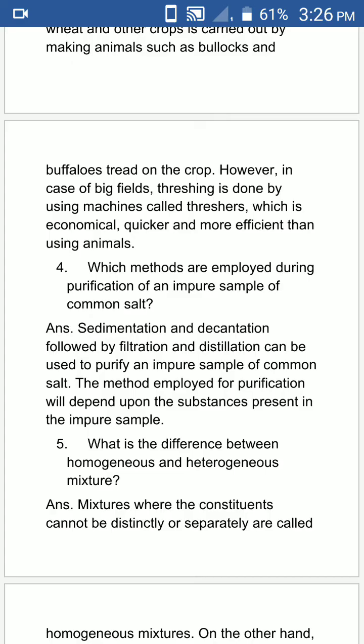Fourth, which methods are employed during purification of an impure sample of common salt? Answer, sedimentation and decantation followed by filtration and distillation can be used to purify an impure sample of common salt. The method employed for purification will depend upon the substances present in the impure sample.